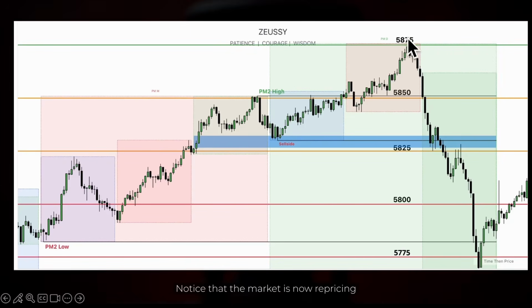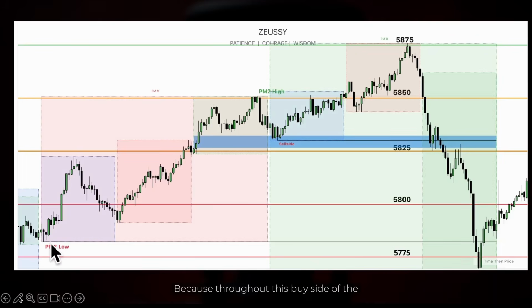Notice that the market is now repricing through all these key levels, where you can see that the market reprices through the 5,850 price level, where the PM2 high formed, and we see the market begin this sell program. Notice that the market is now in a rush to draw towards sell side.